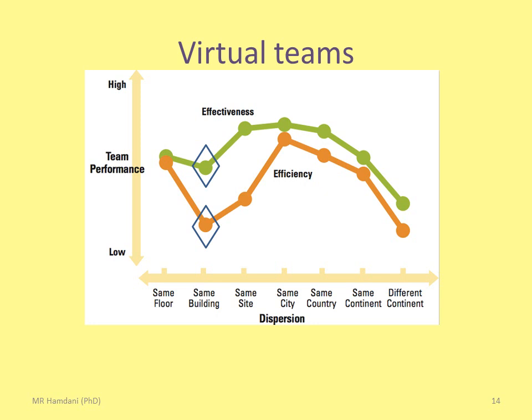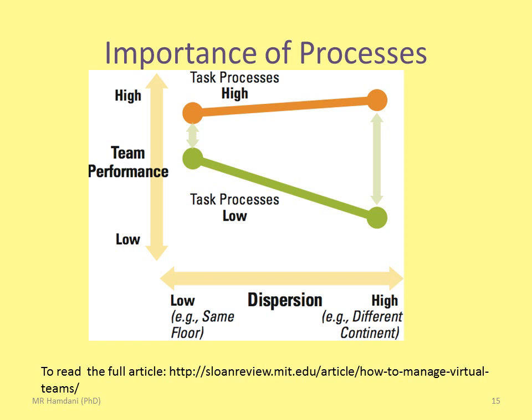Now, the next graph really highlights the importance of team processes. On this graph on the x-axis you have dispersion, low to high. Low means, for instance, you're on the same floor, and high is the team members are located in different continents. On the y-axis you have team performance, which is effectiveness and efficiency, and of course it goes from low to high. The moderator in this graph is task processes. So you have teams that have really superior task processes, and then you have teams that have really dysfunctional task processes. Teams that had superior processes are shown by the red line, and teams that had inferior or weaker processes in place are shown by the green line.